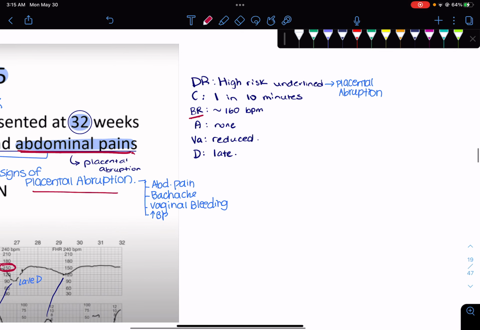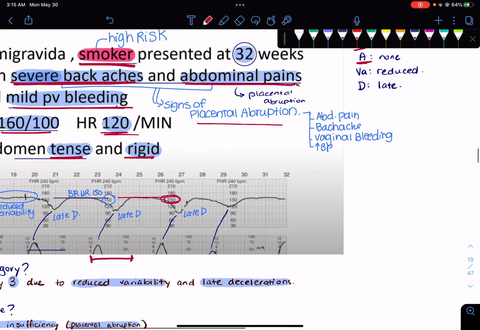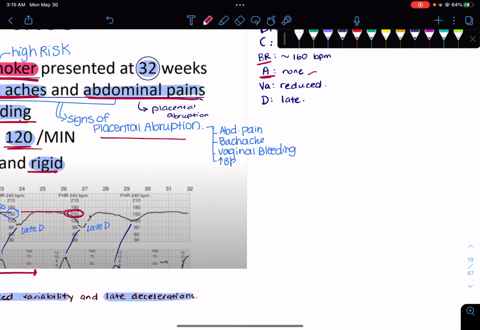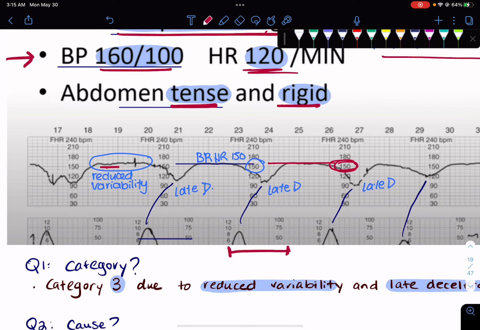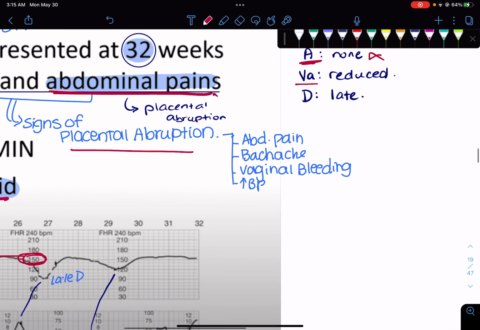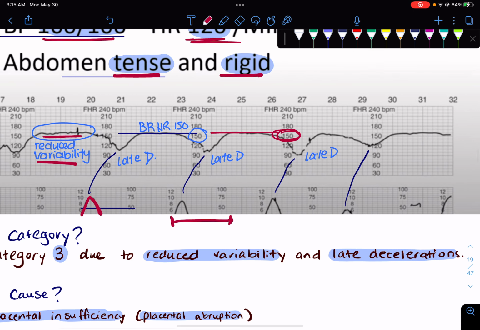Okay. So does she have any accelerations? No, there aren't any accelerations. Also a bad sign. Is there any variability? Yes, but very reduced variability, as you can see here. So reduced variability. And let's see decelerations to decide which category she's in. So does she have any decelerations? Yes, she does have. What type? This is my contraction and this is my deceleration. So it's a late one, late deceleration.